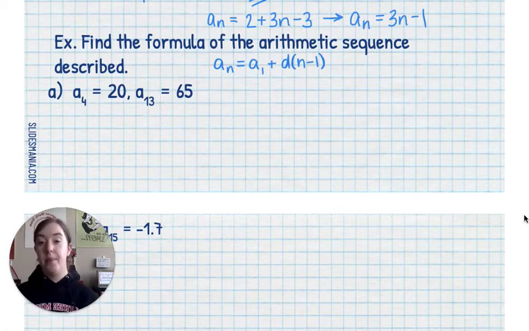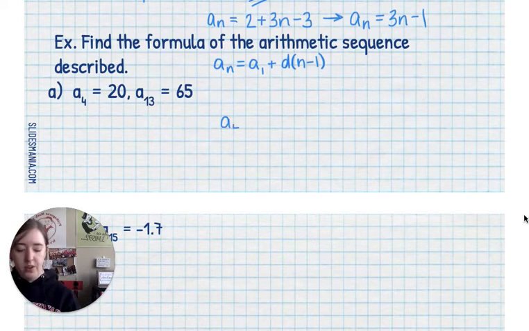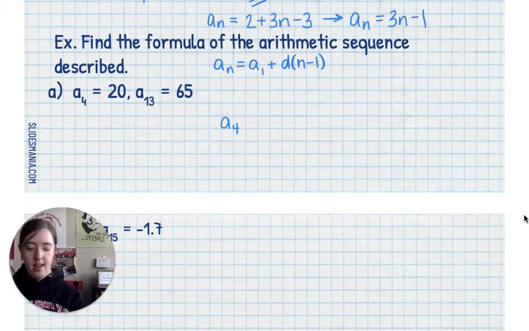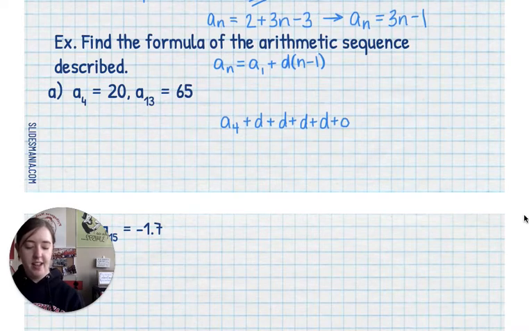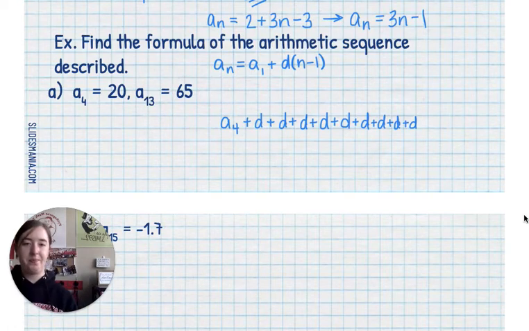So let's think about what's happening here. They give us our 4th term, and then I will add the common difference to get the 5th term, add the common difference to get the 6th term, the 7th term, the 8th term, the 9th term, the 10th term, the 11th term, the 12th term, and add the common difference to get the 13th term. And once I add all of those common differences, that's going to be equal to my 13th term.